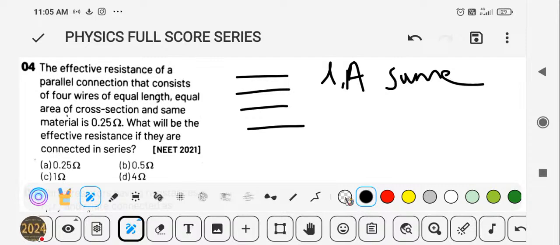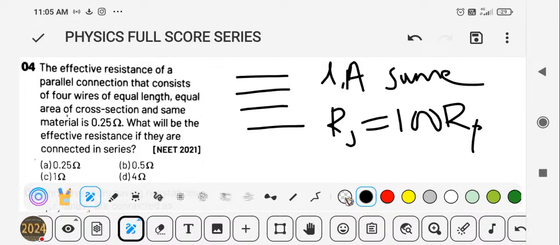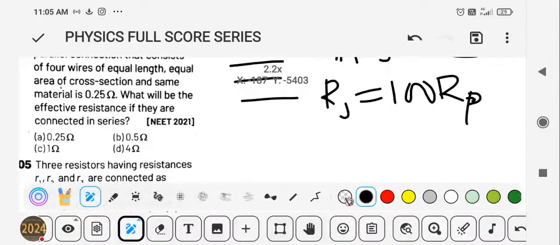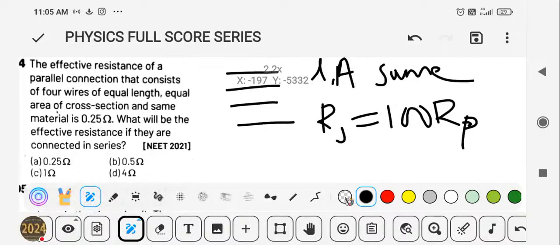We know the relation that series is equal to 100 times the parallel. From question 1 we have derived this relation. What is the RP value here from the 0.25 resistance of equal connection? RP is equal to 1 by R1 plus 1 by R2, like that. If you do 4 by 0.25, we will be getting 16, that is 1 by 16 comes here.